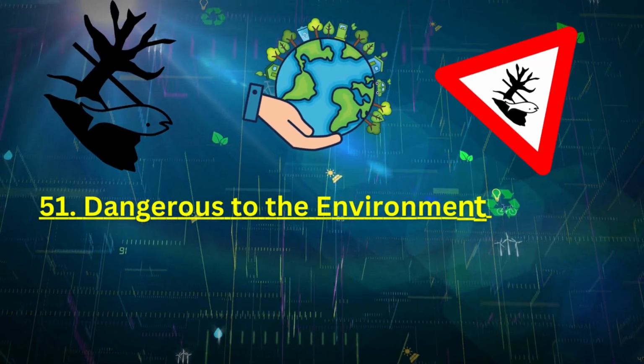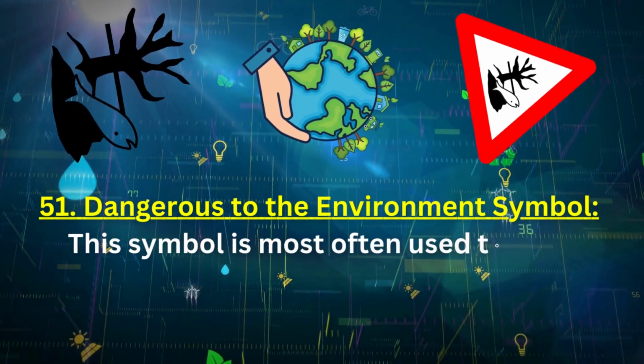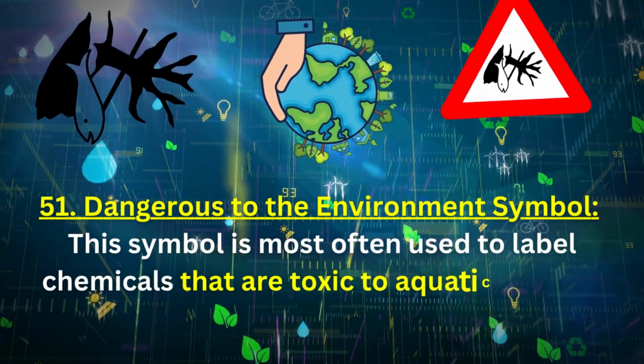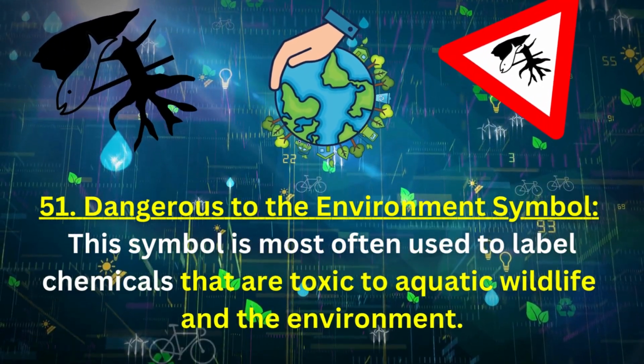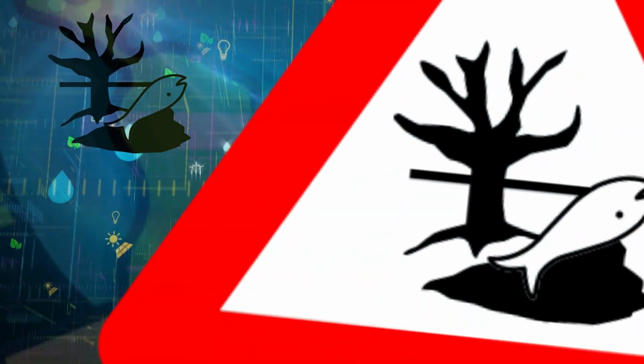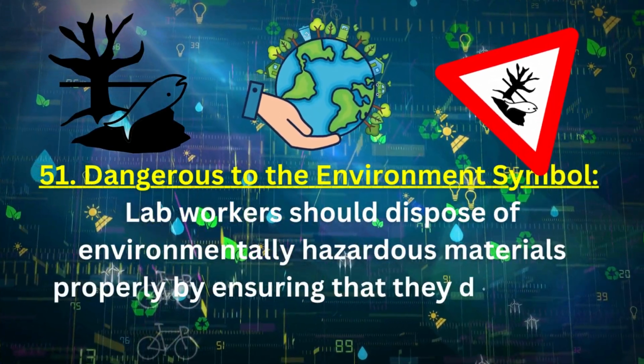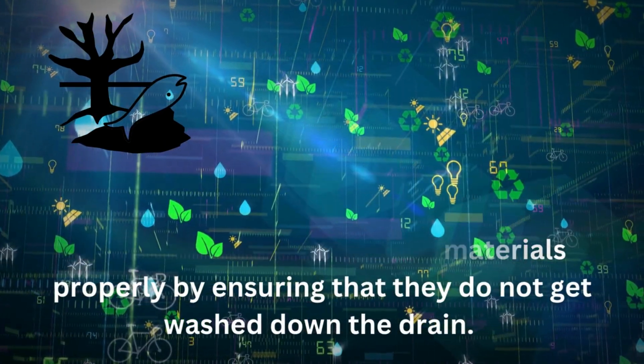51. Dangerous to the environment symbol. This symbol is most often used to label chemicals that are toxic to aquatic wildlife and environment. Lab workers should dispose of environmentally hazardous materials properly by ensuring that they do not get washed down the drain.